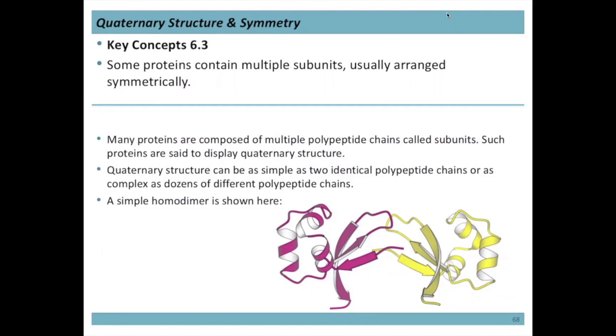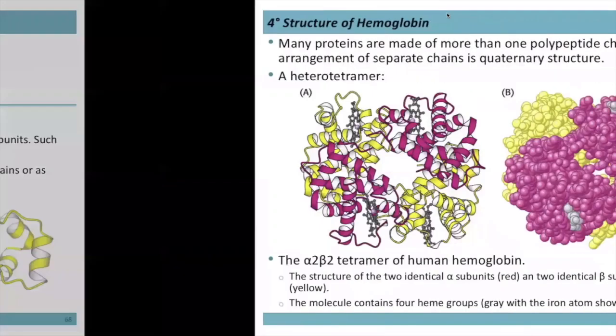How do multiple polypeptides interact with one another? Quaternary structure can be as simple as 2 identical polypeptide chains, or as complex as a dozen different polypeptide chains. This one here is what we refer to as a homodimer, meaning that both the groups are the same, but they associate together in a dimer to form the functional protein.